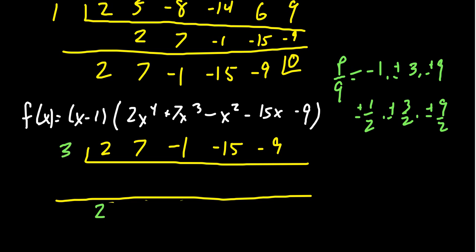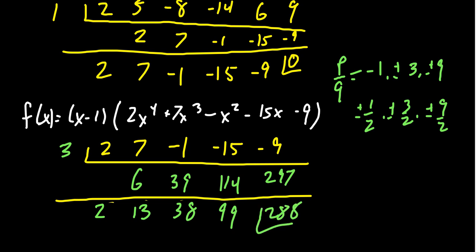If we try 3, bring down the 2. 2 times 3 is 6, plus 7 is 13. Times 3 is going to be 39, minus 1 is going to be 38. 38 times 3 is 114. We can see where this is going. Minus 15, you get 99. 3 times 99 is going to be 297. Minus 9 is going to be 288. You can see that all the numbers on the bottom are positive. This is an example of the upper bounds theorem, that this tells us that 3 is too big. So anything bigger than 3 needs to be taken off the list. So plus 3 doesn't work, but that also means that plus 9 doesn't work either.